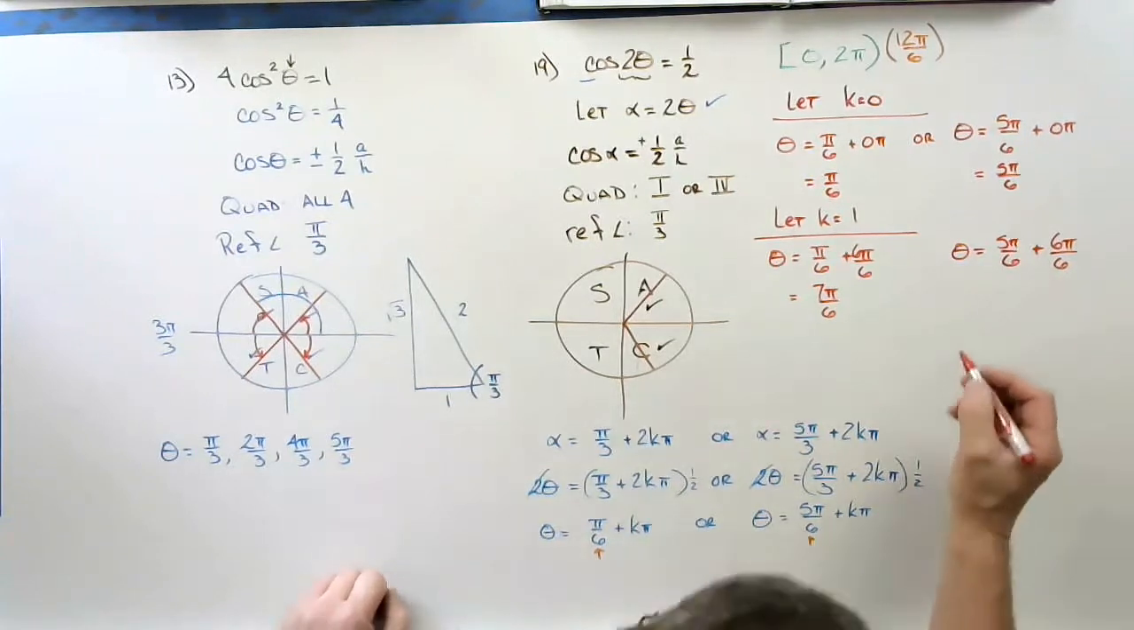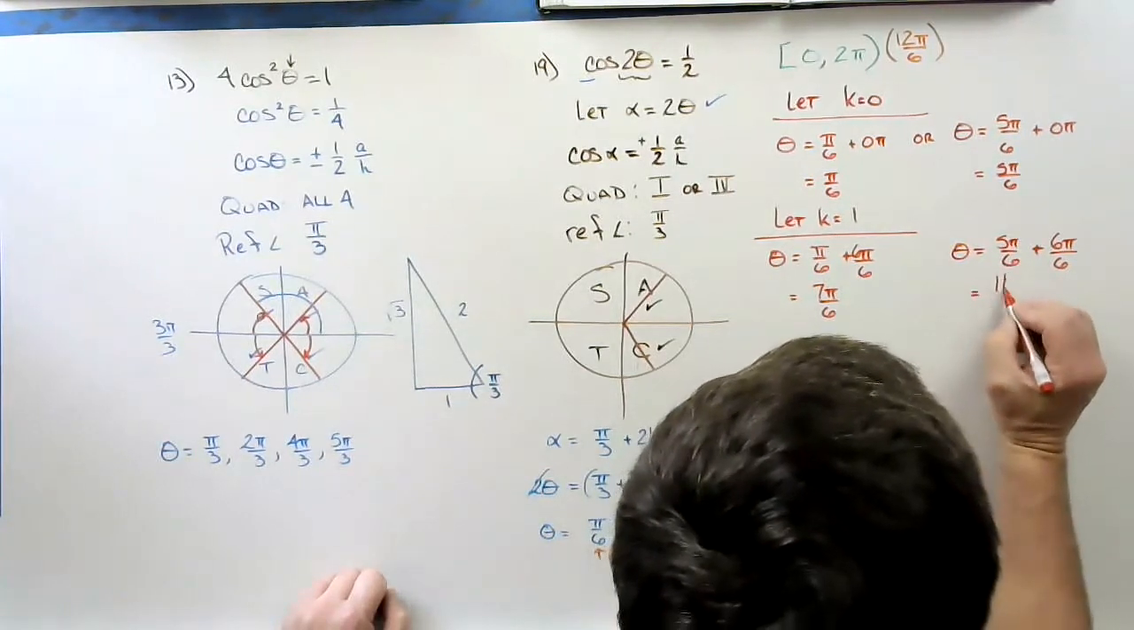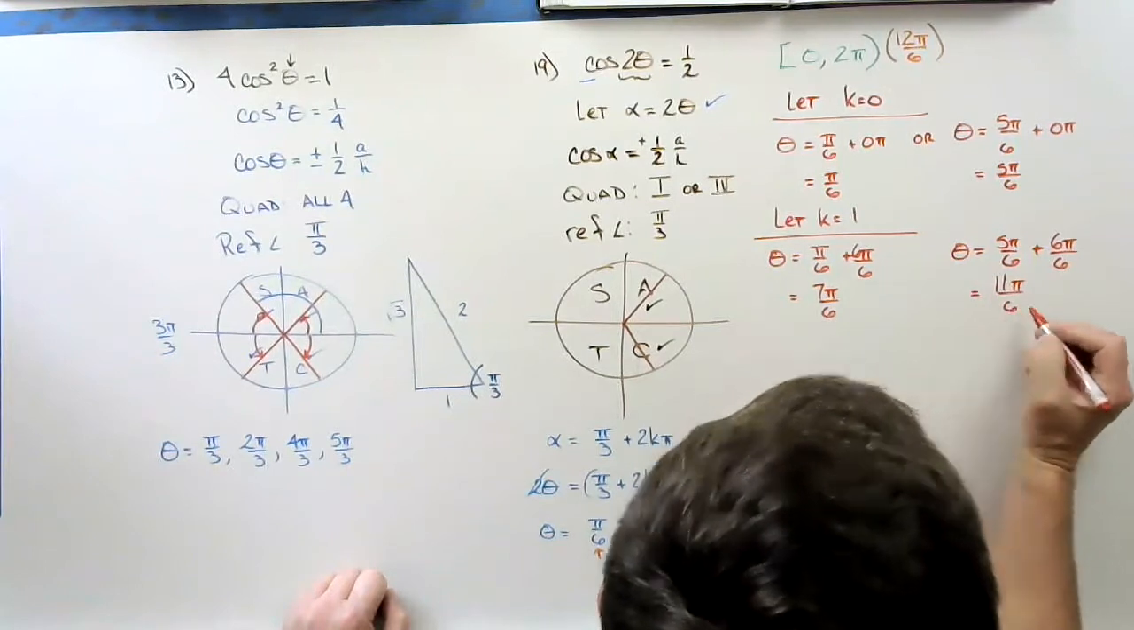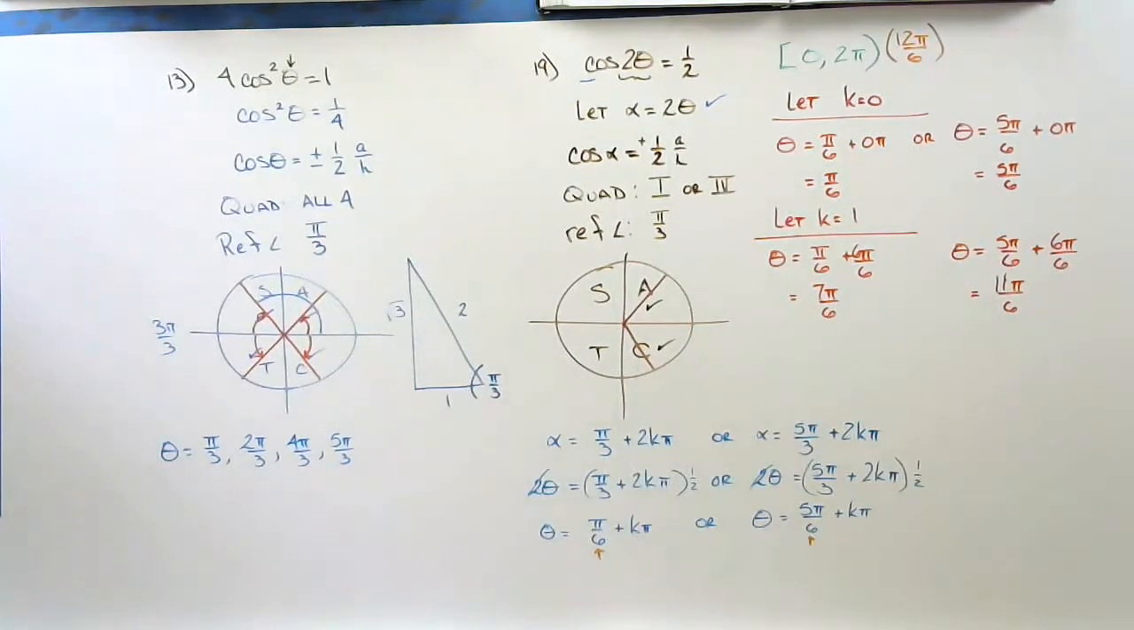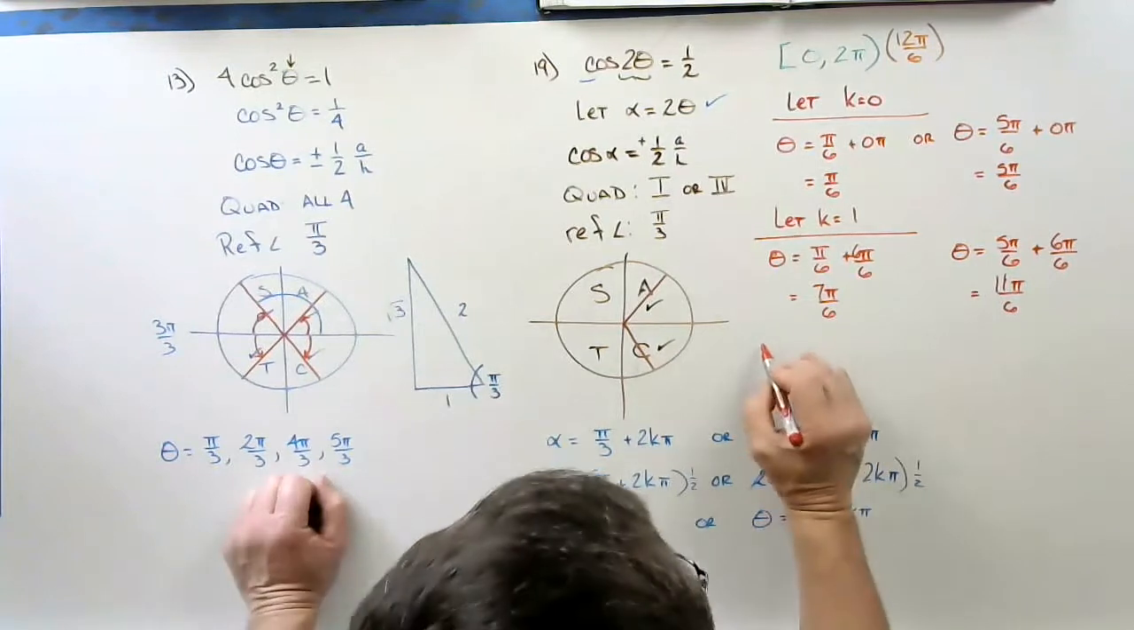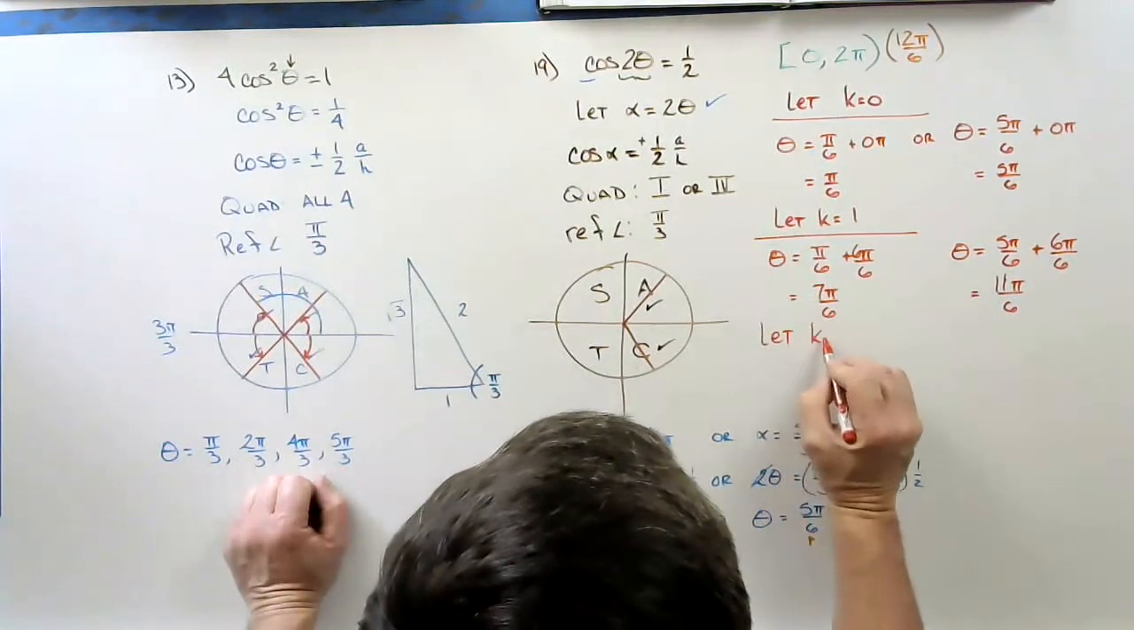I add those together, and I get 11 pi over 6. And I ask myself, is that okay? And the answer is, yes, it is. Because I'm not over or equal to 12 pi over 6. Now, we're going to go ahead and let k be 2.